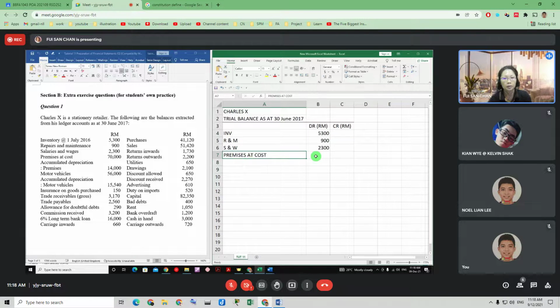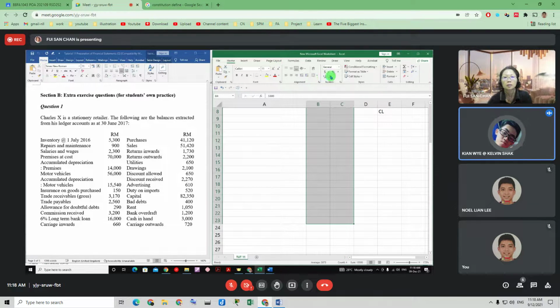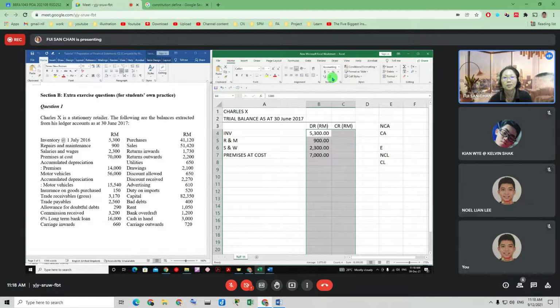Right? Okay. Premises, this one is debit. Why do you say it's debit? In your SOFP, this one is categorized as what? Non-current asset. Yes. In your SOFP, you have non-current asset, current asset, equity, non-current liability and current liability, correct? I go according to your format. So this is actually your non-current asset, and asset is on the debit side, right? Oh, should be 70,000. Yeah, 70,000, I know. So I have to use thousand separator.